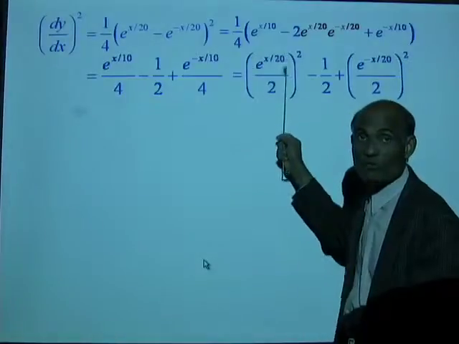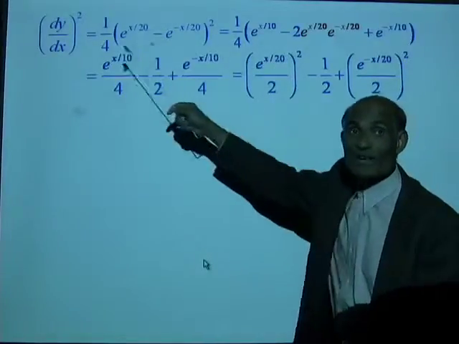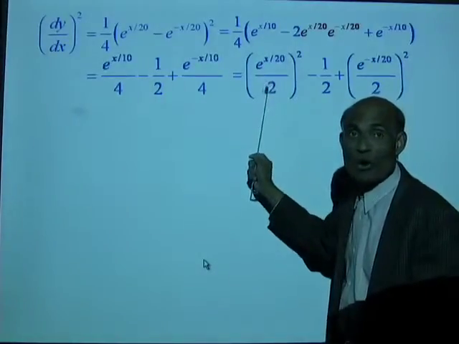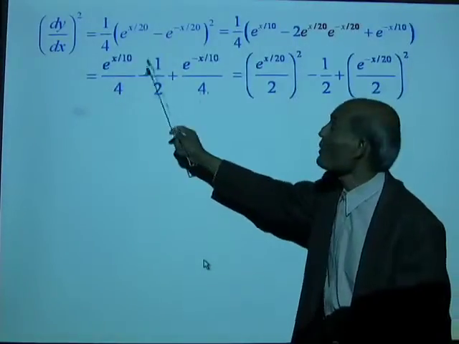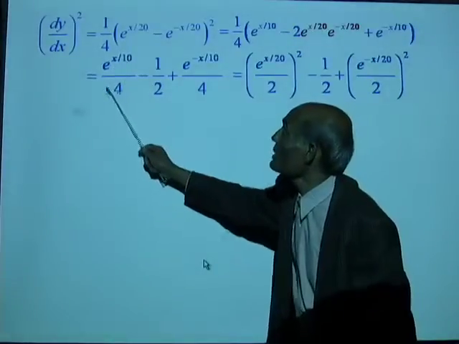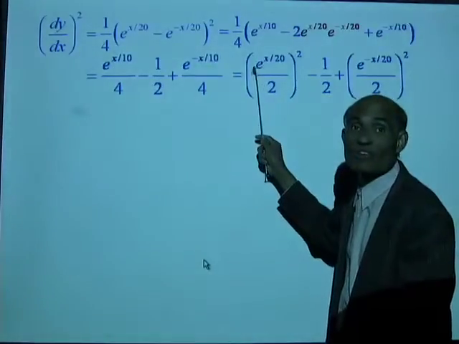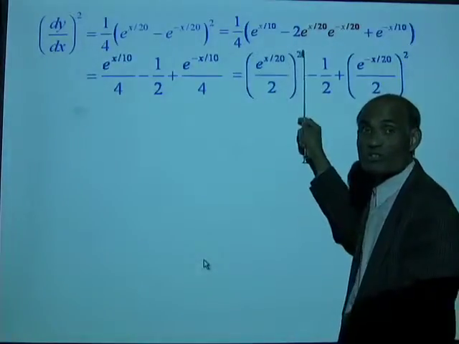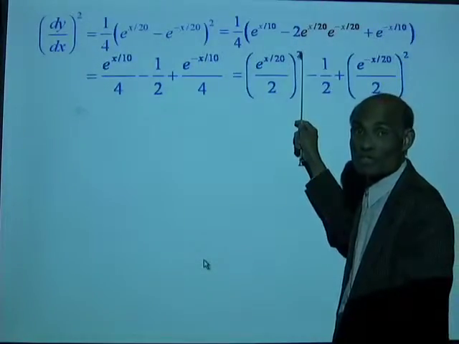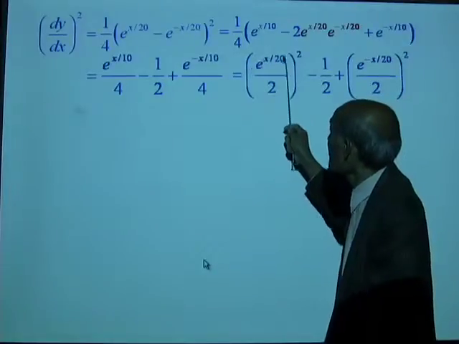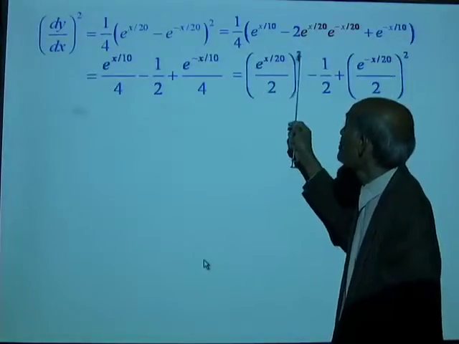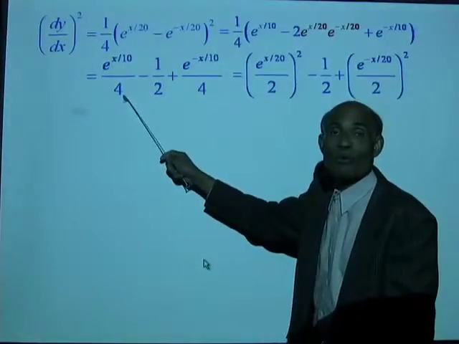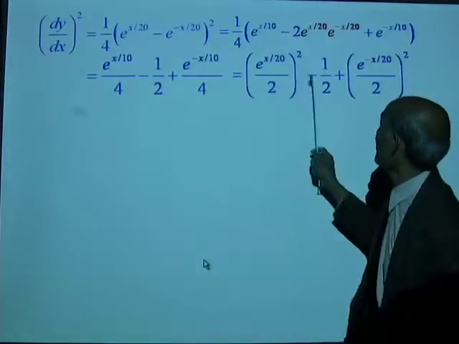Of e to the power of x over 20, it'll be e to the power of x over 10. And the square root of 2 is 4. So e to the power of x over 10 over 4 can be written as e to the power of x over 20 divided by 2, that quantity raised to the power of 2. Did you understand that? Because if you raise the numerator to the power of 2, you get this. 2 squared is 4. Alright, minus 1/2.